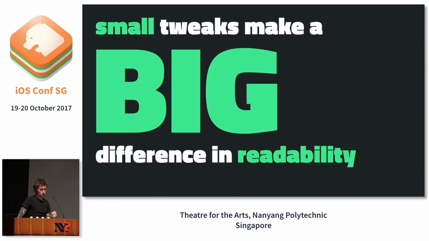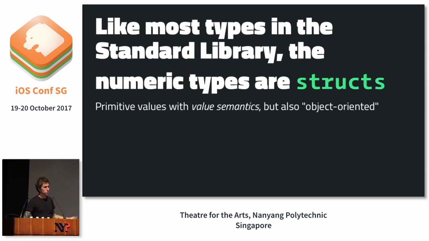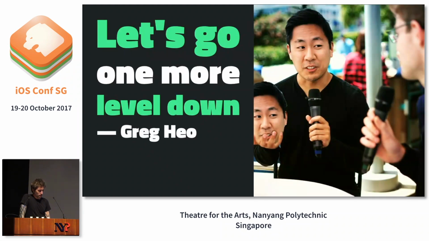And this is just a small example of how these small tweaks in our code can really make a big difference in readability. But you can probably find examples in your own code of how to improve these things. So let's switch gears a little bit. Like most types in the standard library, the numeric types are structs, so they're primitive values, but unlike C and Objective-C, where we have lowercase int, in Swift we have capital Int. They're much more powerful. So as Greg Heo would say, let's go one more level down.